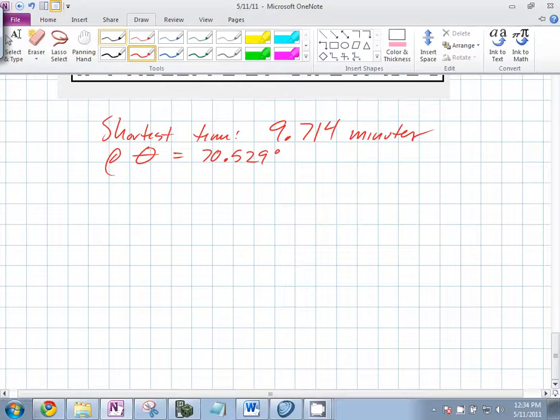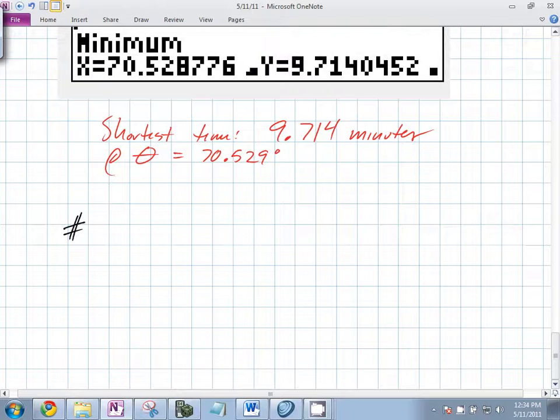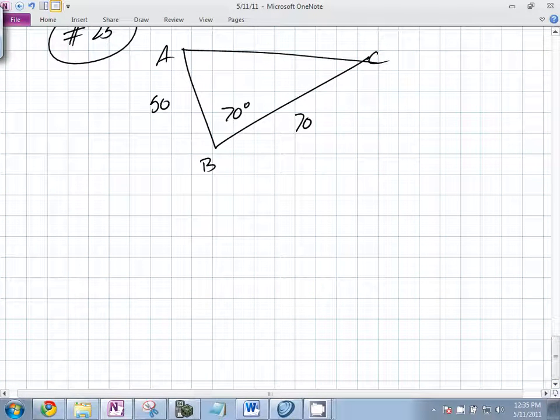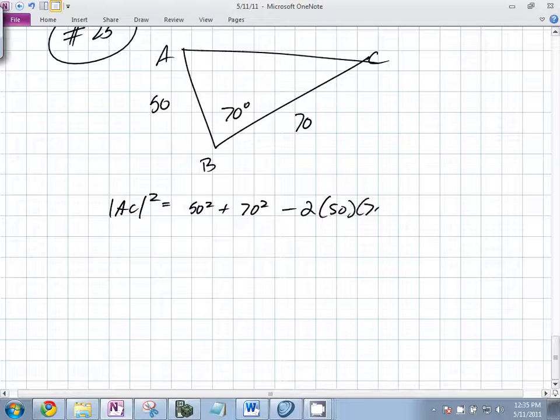Law of cosines, and how many triangles are you dealing with? One triangle. Is it nice when there's only one? So you have a triangle A, B, C, and what did they tell you? 50, 70, and 70. What are you trying to find? So you know that AC squared is equal to 50 squared plus 70 squared minus 2 times 50 times 70 times cosine of... Can someone tell me what AC is, rounded to 3 decimal places?